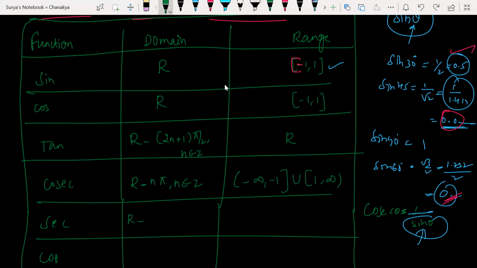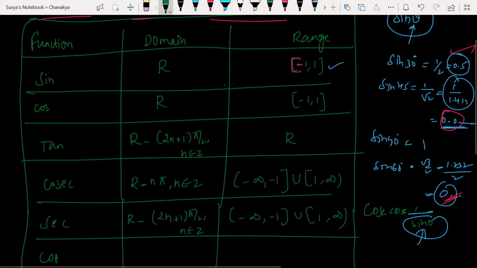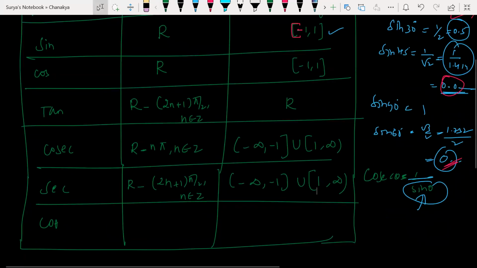Same thing here: R minus (2n plus 1) into pi by 2, where n belongs to Z, integers. And here also the same thing for the range. I told you clearly how we write this. I explained everything in a brief way in your function lesson. Please go and watch that. Those who want proof of this can go there and understand it clearly.